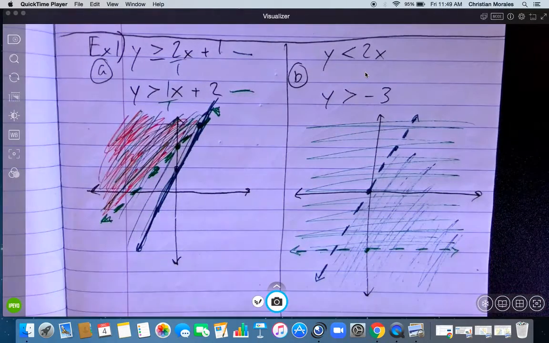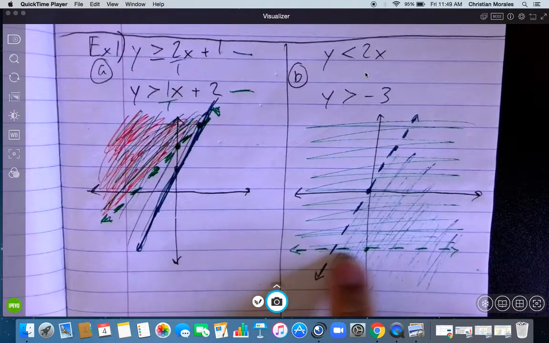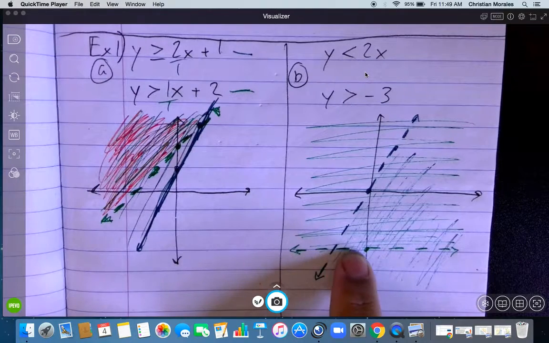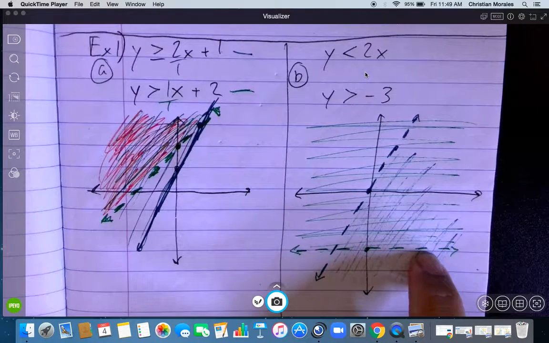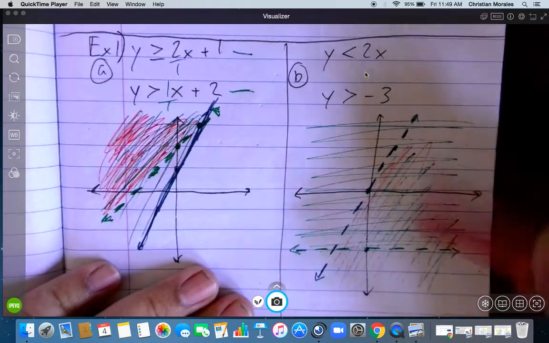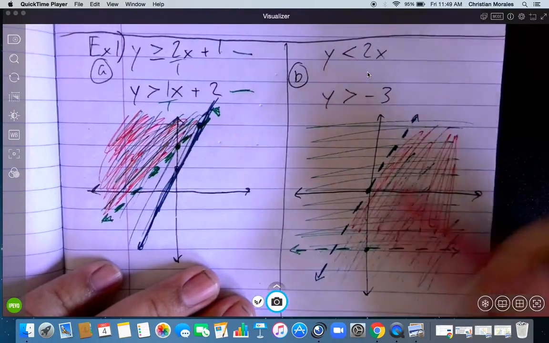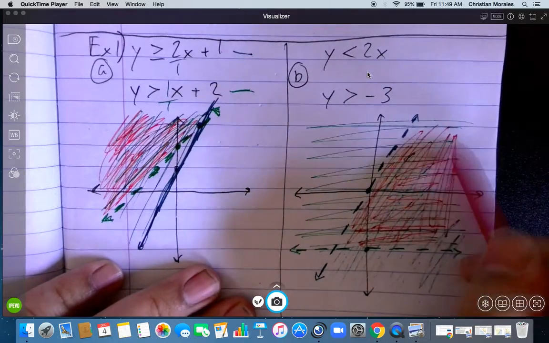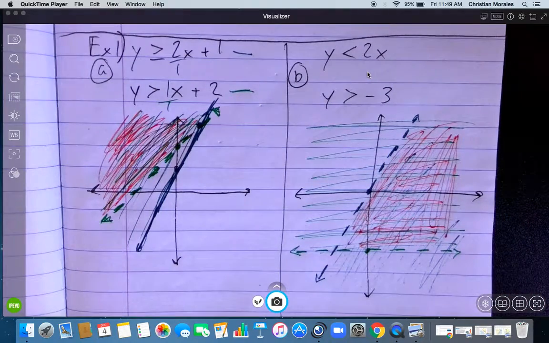Where is the overlap? Now, the answers can't be on the lines because the lines are dashed. The dashed lines are not part of the answer. The answer is in the area here. So your answer is in here, where the overlap happens. And that's where your answers are. Okay? All right, now let's write some inequalities based off graphs.